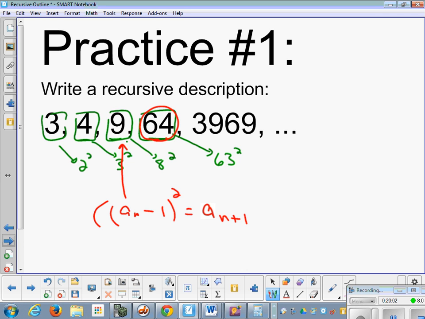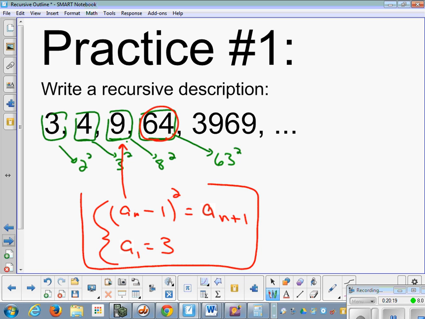Now, if I want to write this out, remember that's just the pattern. That doesn't describe this sequence exactly. I could have other sequences that follow this pattern, but I want this specific sequence exactly, which starts at 3. So I put these two things together, and now I have my recursive description. Interesting.